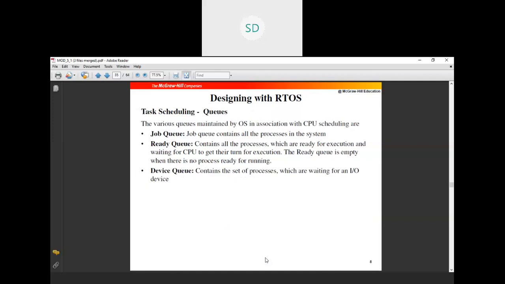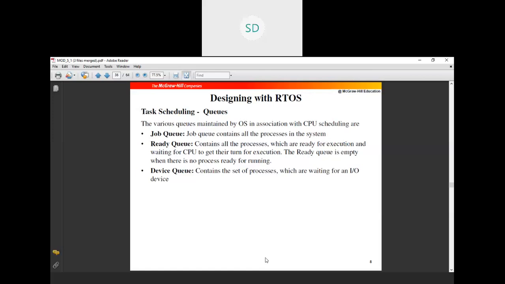Okay. So coming to the task scheduling queues, basically there are three different types of queues in task scheduling. First one is job queue, ready queue, and device queue. A job queue in the sense it contains all the processes in the system. In order to execute the entire application, how many processes are there? The entire process will be in this job queue.